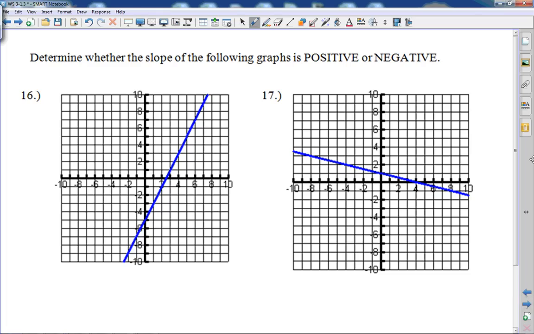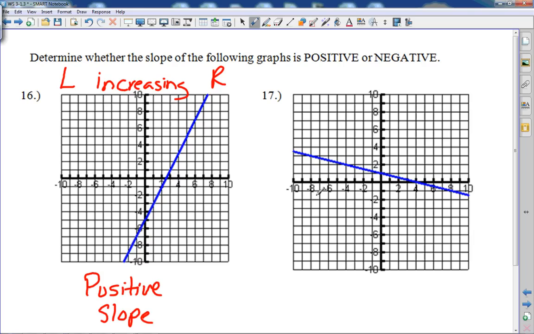Here's the next one. Let's determine if the slopes are positive or negative. From left to right, the line is increasing. It is going up. If the line is increasing, it has a positive slope. This line right here, from left to right, the line is decreasing, and it has a negative slope.